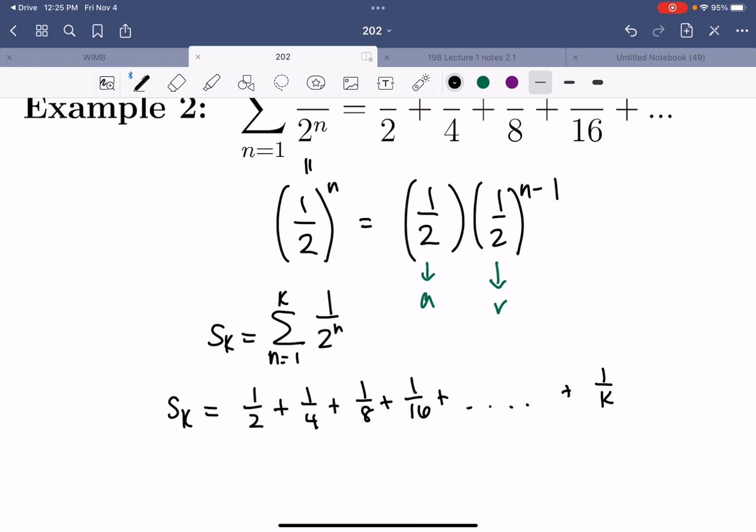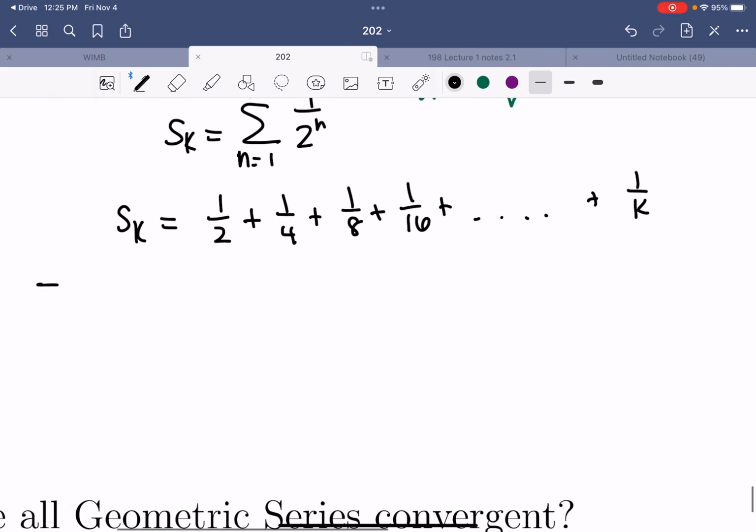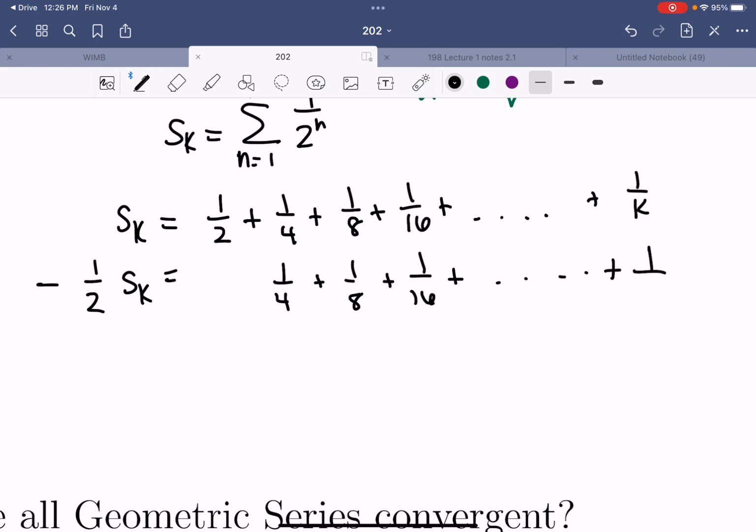Now, I am going to do something a little bit tricky. I am going to subtract 1/2 times s_k. So I'm going to multiply that partial sum by 1/2. That's going to give me 1/4 plus 1/8 plus 1 over 16 plus all the way out to 1 over, sorry, hold on, I have to fix this. This isn't k. This would be 2 to the k.